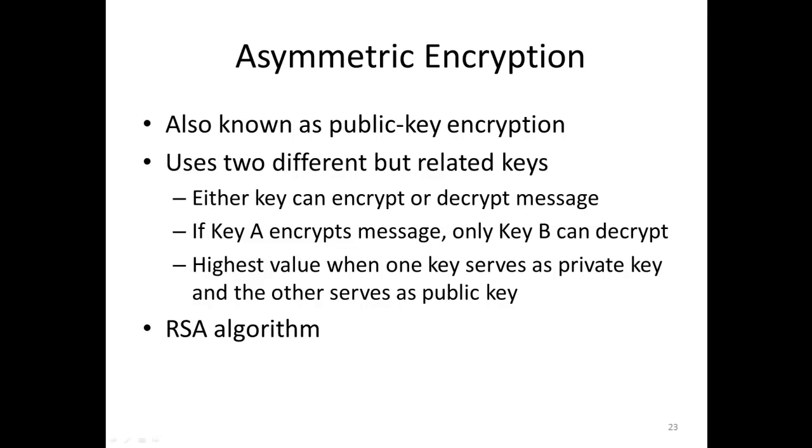Asymmetric uses 2 different keys. Either key can be used to encrypt or decrypt a message. However, if key A is used to encrypt the message, only key B can decrypt it, and if key B is used to encrypt it, then only key A can decrypt it.